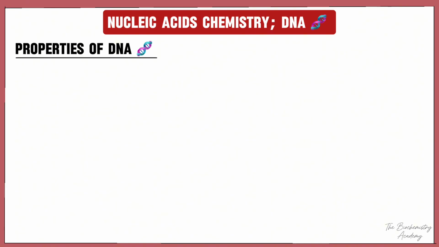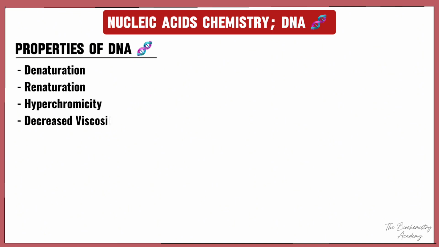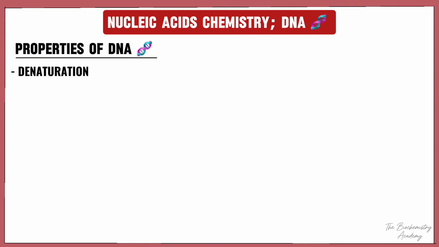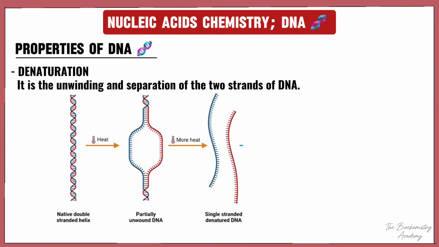DNA undergoes denaturation, renaturation, hyperchromicity, decreased viscosity, and DNA hybridization. Now we'll talk about the first property, which is denaturation. It is the unwinding and the separation of the two strands of DNA. The covalent bonds are not broken. Only the weak bonds like the hydrogen bond, the electrostatic bond, and the hydrophobic interactions are broken. Now we say that denaturation involves the unwinding of the two strands of DNA.